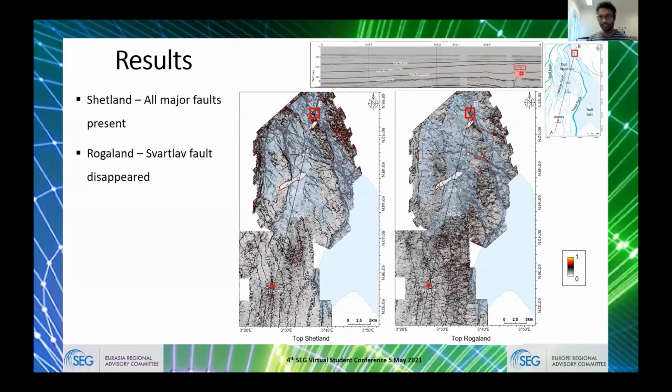We are expecting this Thuse fault trace here. So actually, Thuse fault is visible here, because a gas chimney is located on top of this Rogaland group. So as expected, Thuse fault trace is also seen here. But the good thing is that this Esvarta fault almost dies out within this top Shetland and top Rogaland group.